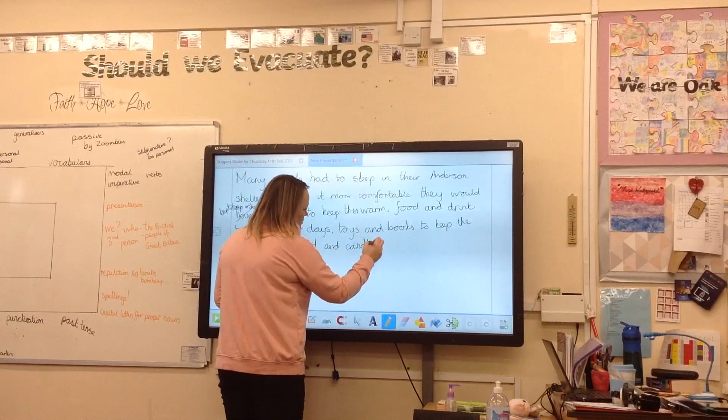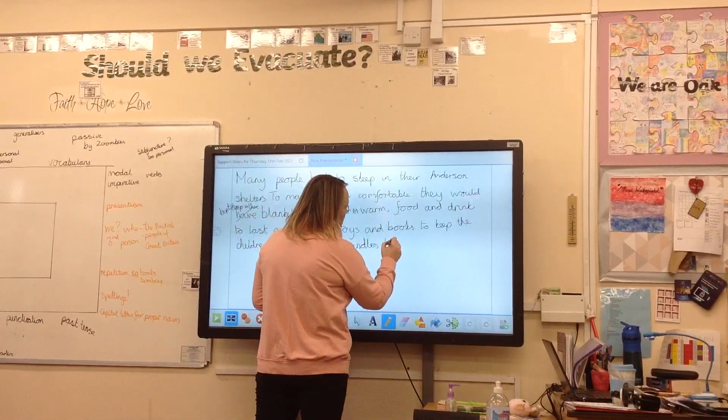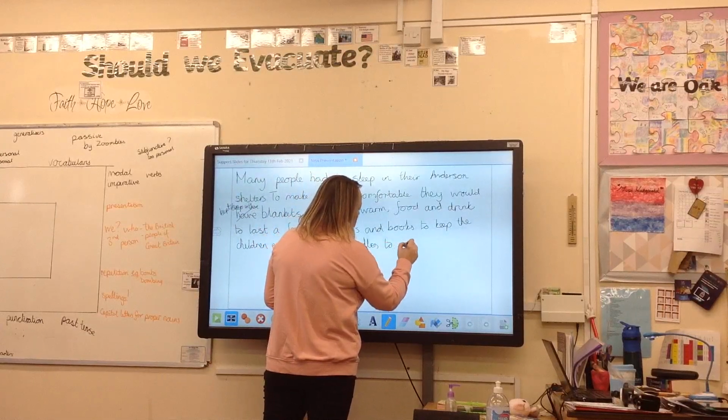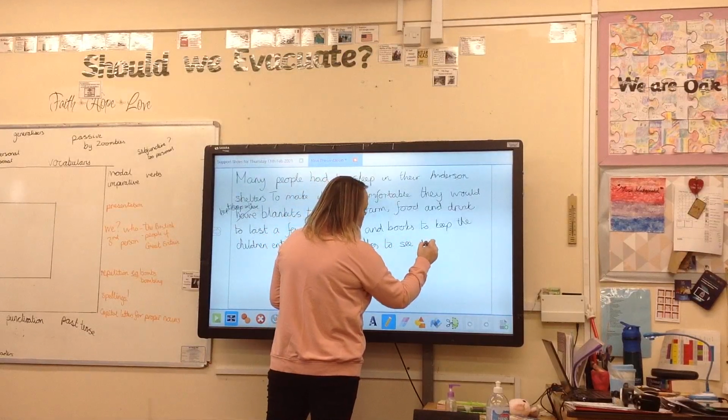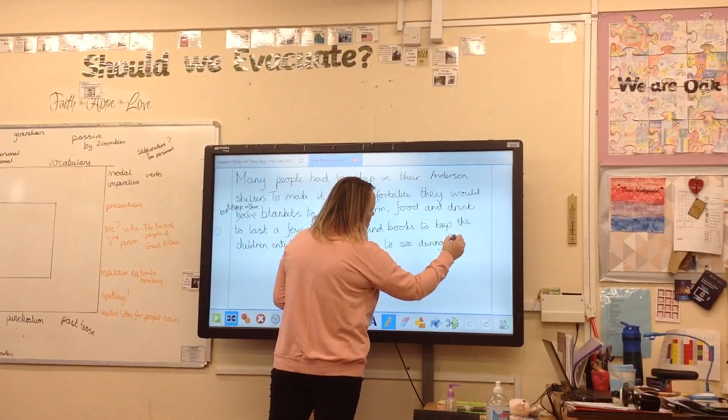And candles, so they can see at night? Or to see at night, don't need so, do we? To see during the night. It would have also been dark in there, wouldn't it? I mean, they didn't have electricity.